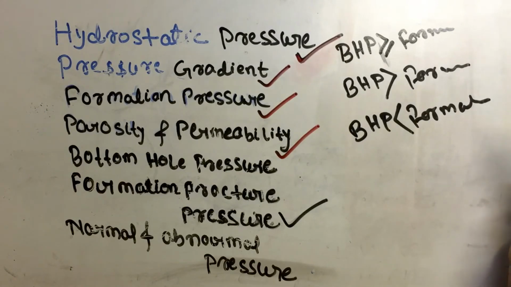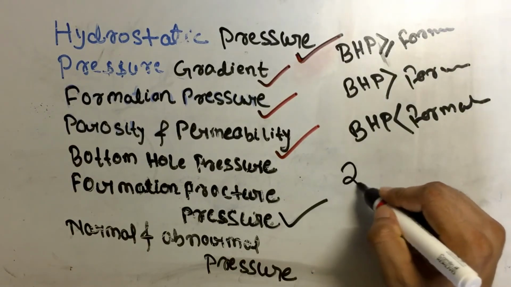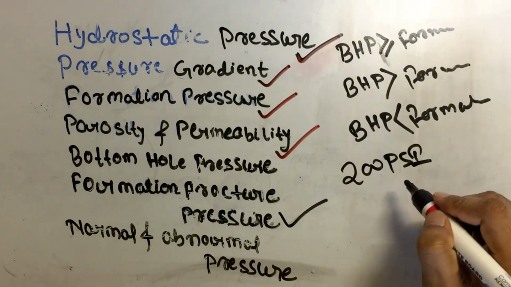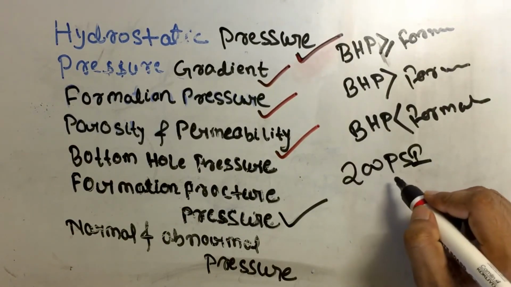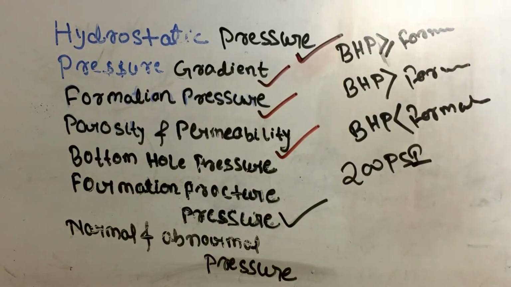It is common to drill with an overbalance of 200 psi. That means we can drill with 200 psi more pressure than our formation pressure, which balances our well condition.